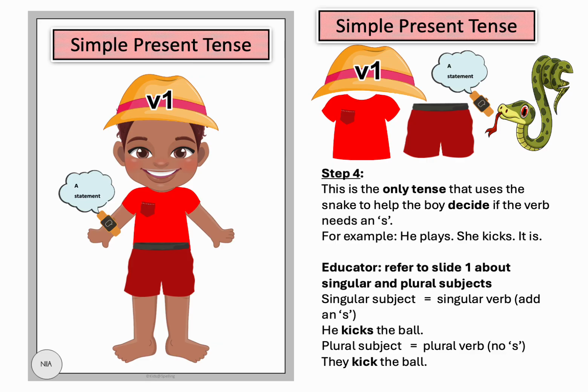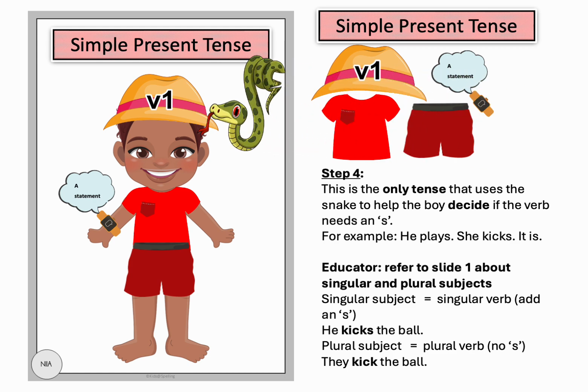Educators, for singular subjects, you use a singular verb. That means you add the S to the verb. For example, he kicks the ball. He, the subject, is singular. Verb kick, add the snake. Plural subjects use a plural verb, no S. For example, they kick the ball. They plural, kick, no S.